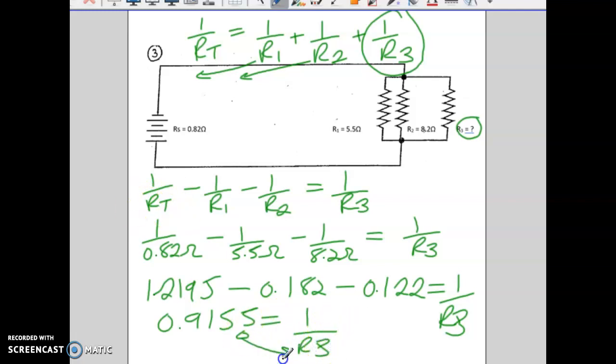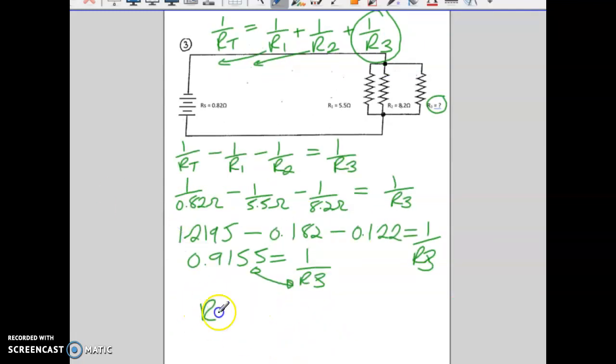We're going to swap the locations. So R3 is equal to 1 over 0.9155. And when we divide that out, we get 1.09 ohms.